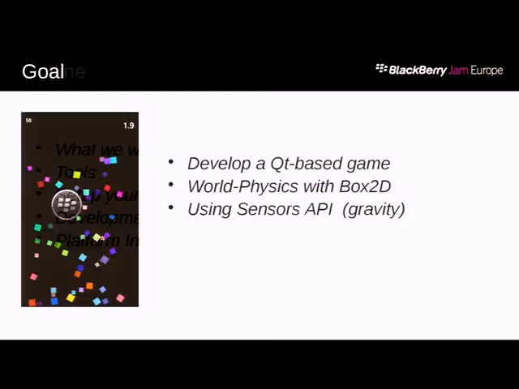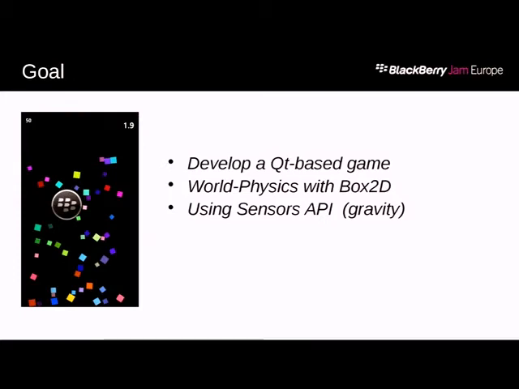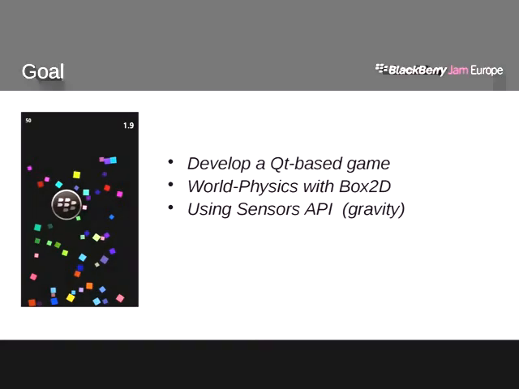Cool. Okay, so this is what we want to develop in the next 45 minutes. It's a small QML game. It uses Box2D for simulating the world physics. We will not only show you how to develop this game, we will go over the whole process of setting up the project and then later on deploy it on desktop and mobile. And from a platform integration point of view, we will also look at the Sensors API for introducing gravity.